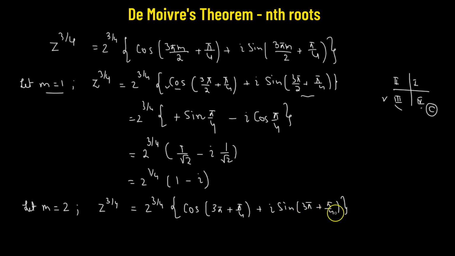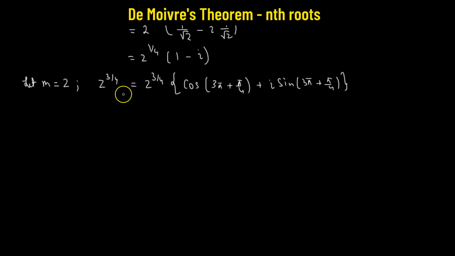So let's obtain this value as well. So we will have 2 raised to the power of 3 over 4 multiplied by, here we have 3 times pi. So this is simply an odd multiple of pi, so cosine will stay as cosine. So we have cosine of pi over 4.